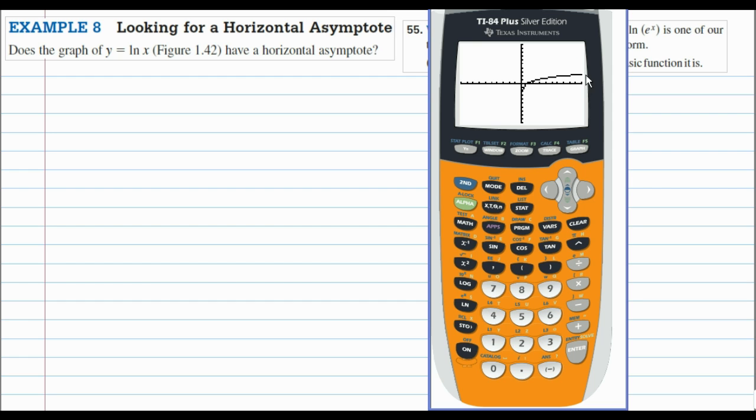So at this point it looks like the graph is going to be approaching maybe y equals 3, y equals 2, I don't know. I need to zoom out further. So I'm going to hit my window and I'm going to set my x max to be, I don't know, let's try 100. Let's go crazy.